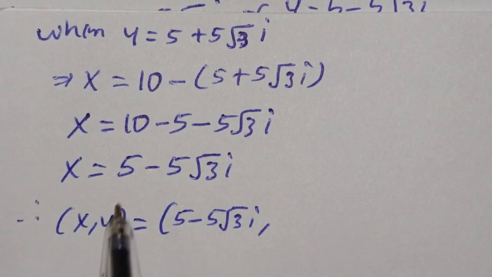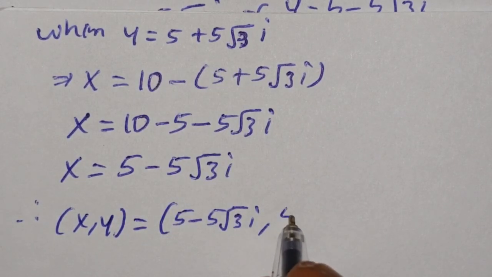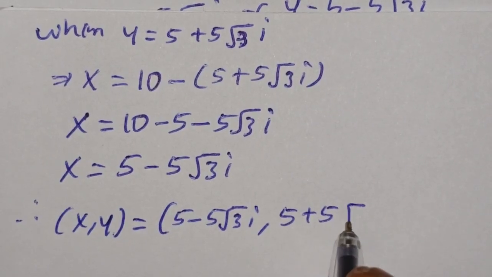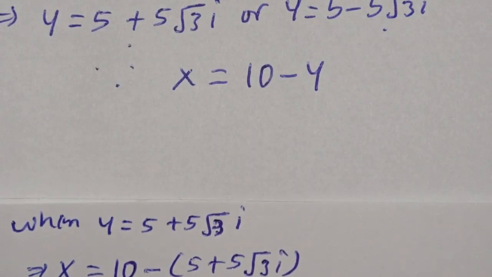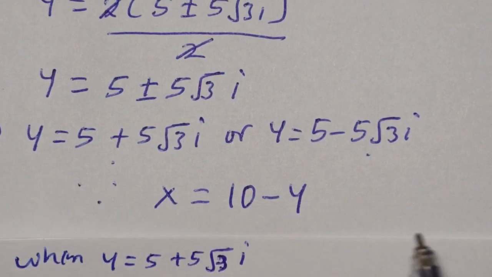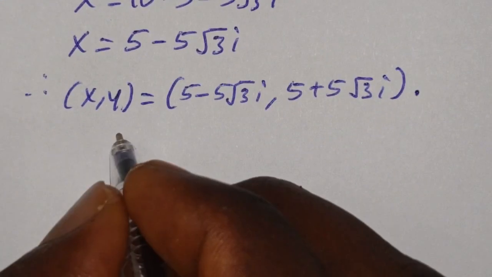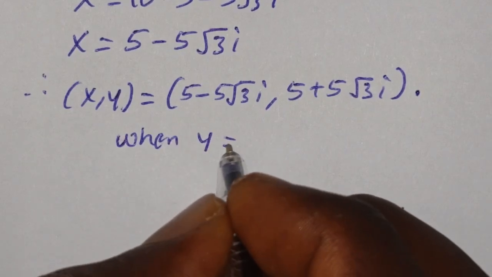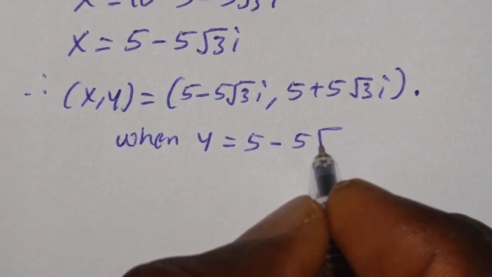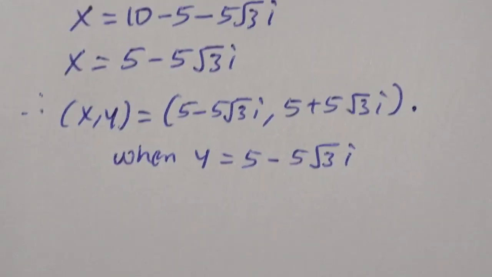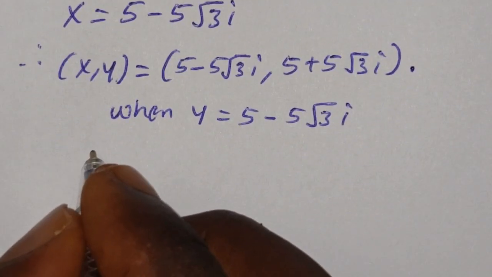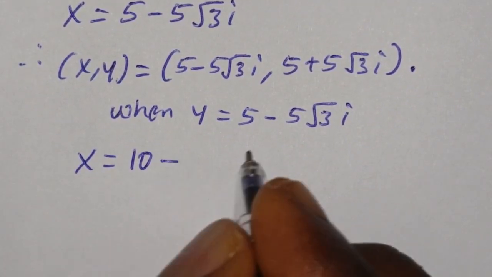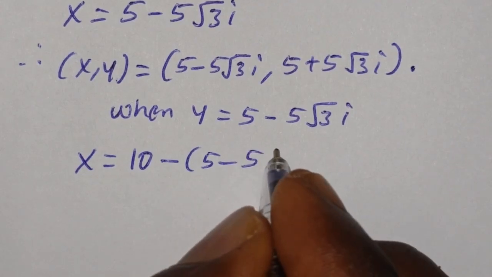And what is the value of y? The value of y is 5 plus 5 root 3i. This is the first solution. Now, let's consider the other value of y. So, when y equals 5 minus 5 root 3i, we have to plug this into this equation. Let's do that. x equal to 10 minus (5 minus 5 root 3i).